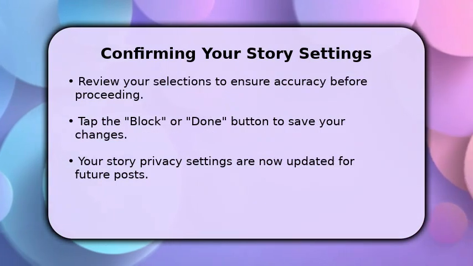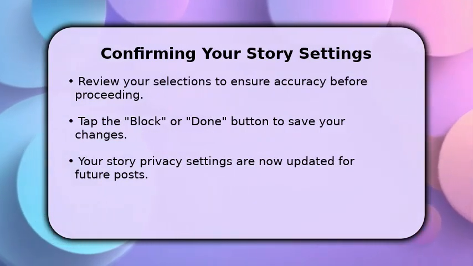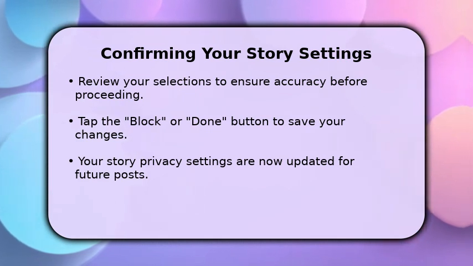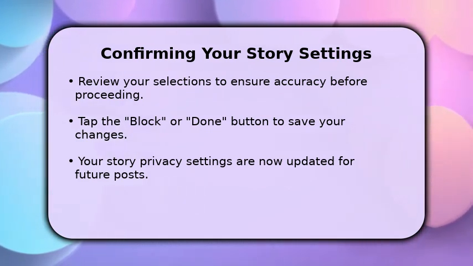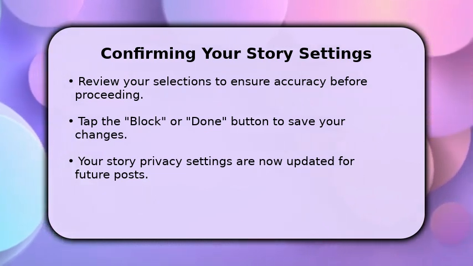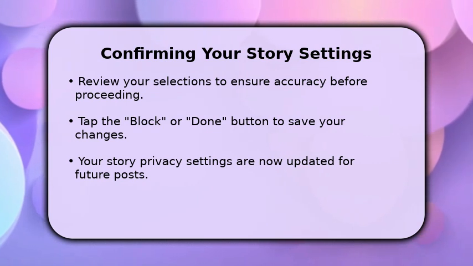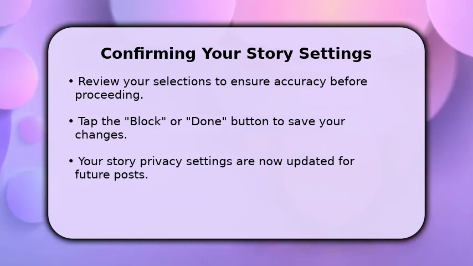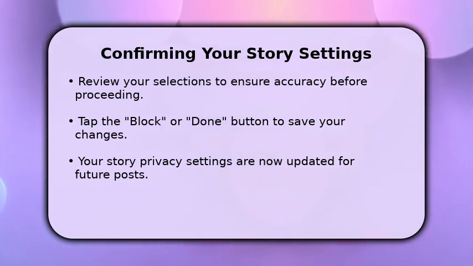Once you have carefully selected everyone you wish to exclude, take a moment to review your choices. Make sure you haven't accidentally blocked someone you wanted to share with. When you are satisfied with your selections, tap the Block or Done button, usually located at the bottom of the screen. Your story privacy settings are now updated, and your future stories will be hidden from those specific individuals.